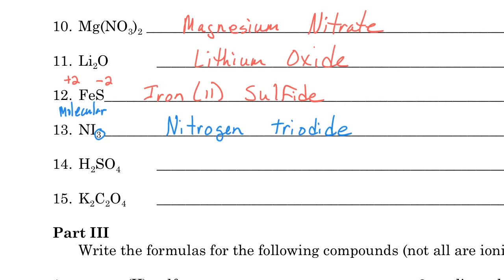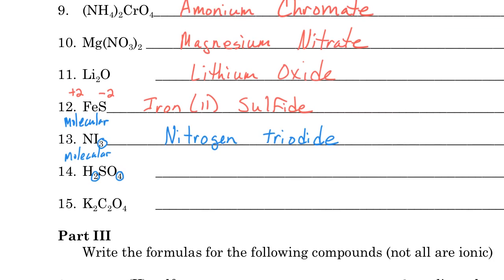I'm going to name this next one. This is actually technically an acid, but I'm going to name it as if it's a molecular compound. So in this case, I've got hydrogen, which is a nonmetal. All the rest of these are nonmetals. So I'm going to go ahead and name this, and there's 2 hydrogens, so this is dihydrogen. And then I'm just going to name the polyatomic ion, sulfate.